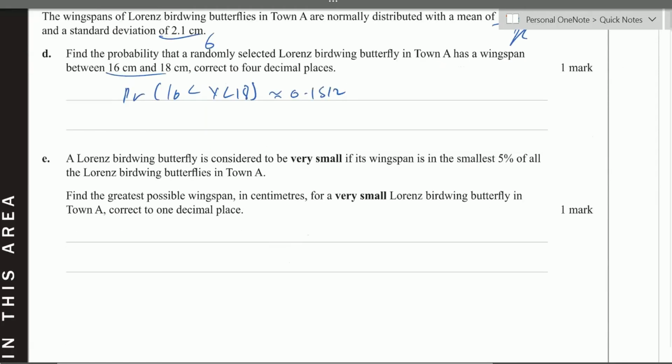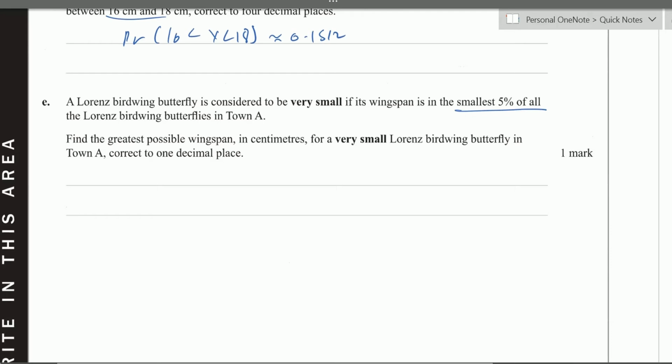So now they're giving us some descriptions. There's a butterfly. It's very small if it's in the smallest 5%. It's asking for the maximum value in centimeters to be considered a small butterfly. So information they're telling us is if a butterfly is less than a certain value, then it's in the smallest 5%, so 0.05. And we want to know what this A value is.